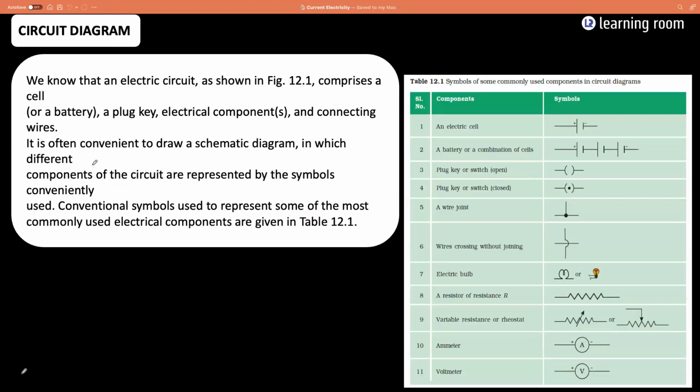Similarly, when you talk about the circuit diagram, you know what all the parts associated are. One is an electric cell, a battery, or a combination of cells, a plug key which is open, and a plug key which is closed. You have a wire joint, wires crossing without joining. Then you have an electric bulb, resistor, variable resistance, ammeter, and voltmeter. I hope you know all these parts. These are all the ones used in the circuit diagram.